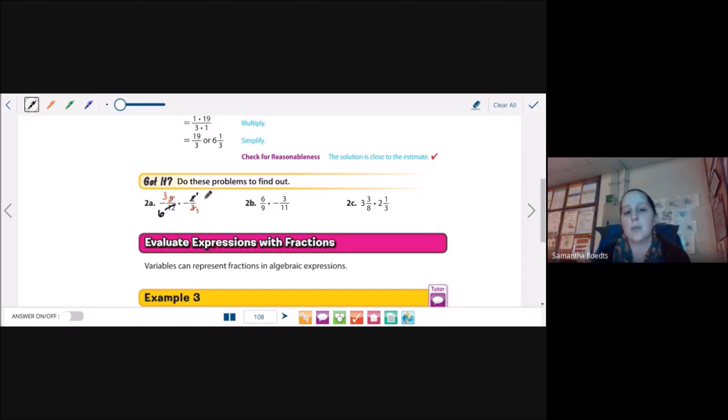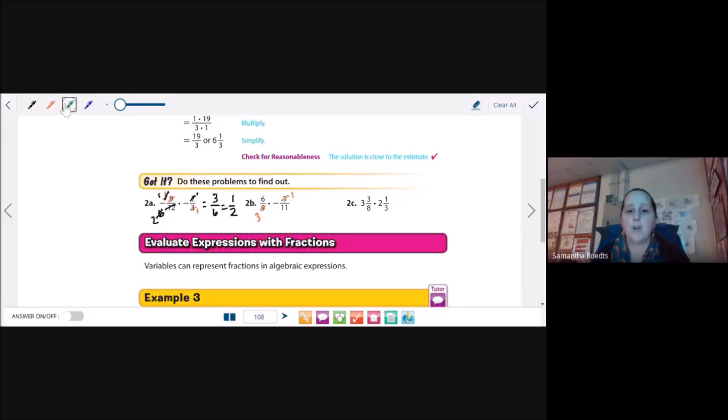So this gives me 3 times 1. They're both negative, so my answer is going to be positive. So I have 3, and then 6 times 1, which is 6, which still reduces to 1/2. Okay. We could have also reduced 3 and 6, which would have given me 1 and 2, which would have given us our answer. Okay.